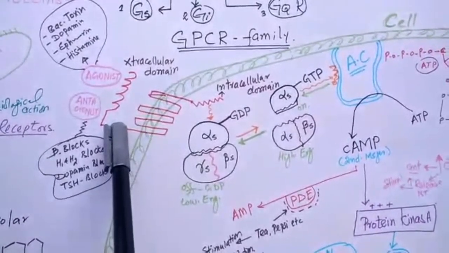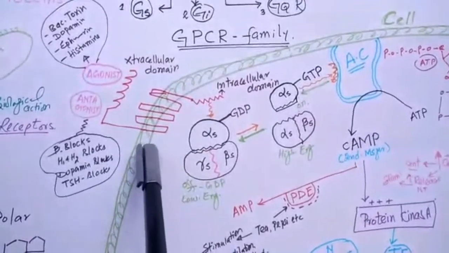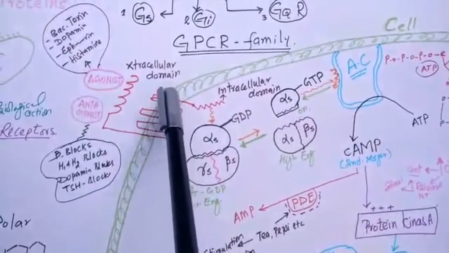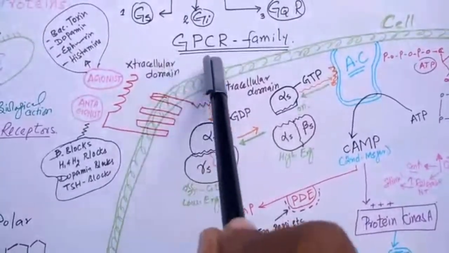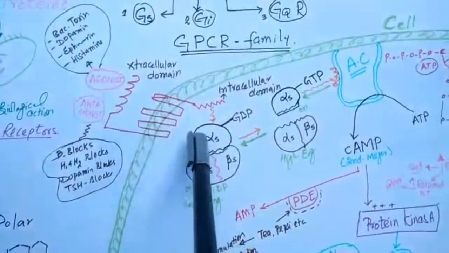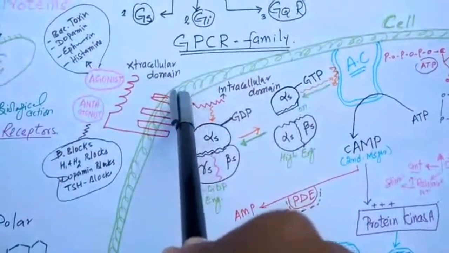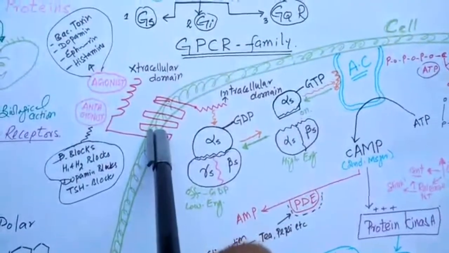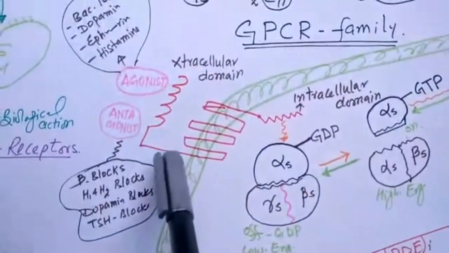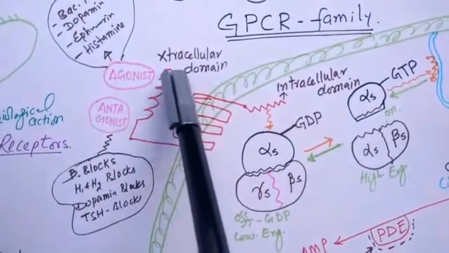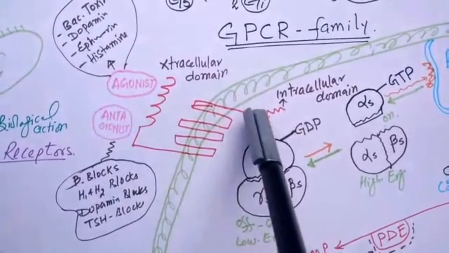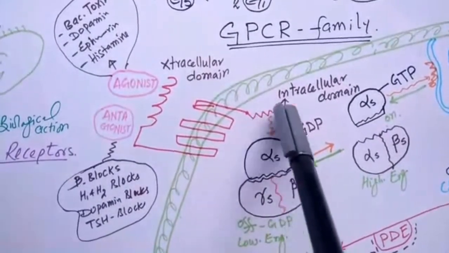This receptor crosses the cell membrane 7 times: 1, 2, 3, 4, 5, 6, 7. That's why such GPCR receptors, whether GS, GI or GQ, are known as 7-pass receptors, snake-like serpentine receptors, or heptahelical receptors. In these receptors, this part is known as the extracellular domain, to which the ligand binds, and this part is known as the intracellular domain.